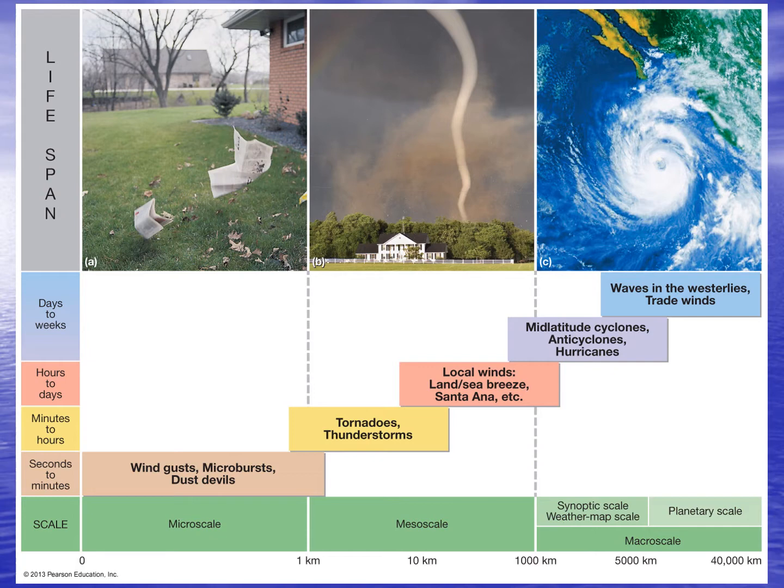And then you can see in there where your dust devils and microbursts lie, your tornadoes and thunderstorms, your land and sea breezes, the mountain valley breezes would be there as well on the mesoscale. Of course, your planetary scale winds are the westerlies, the trade winds, and the polar easterlies. Again, we will learn more about these later in this unit. And then, of course, at the synoptic scale, mid-latitude cyclones, anticyclones, and hurricanes.